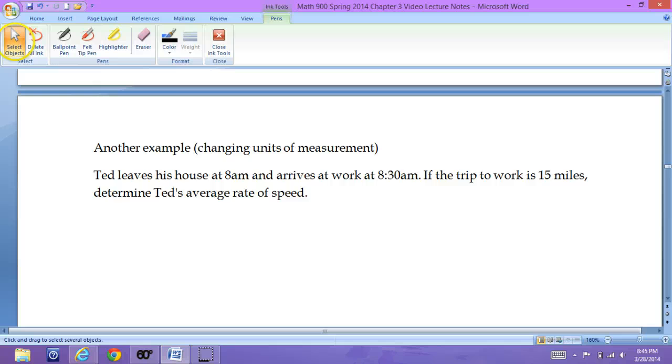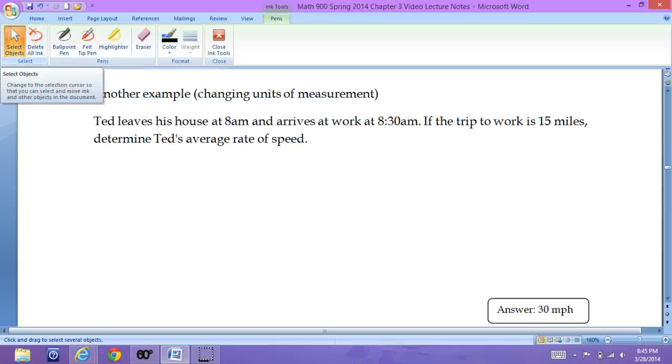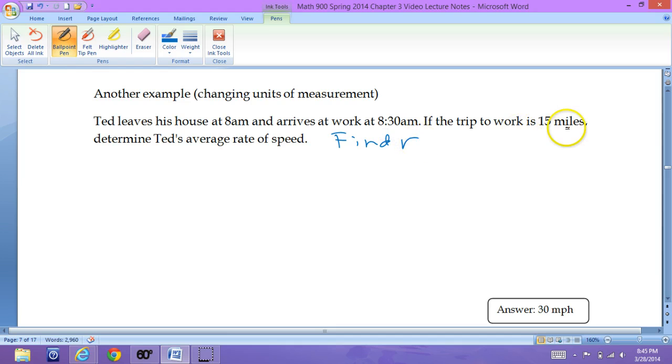Now we're going to look at this example. Ted leaves his house at 8 a.m. and he arrives at work at 8:30. If the trip to work is 15 miles, determine Ted's average rate of speed. In other words, find R. So we have our distance, D equals 15. What's our time? That's the question.